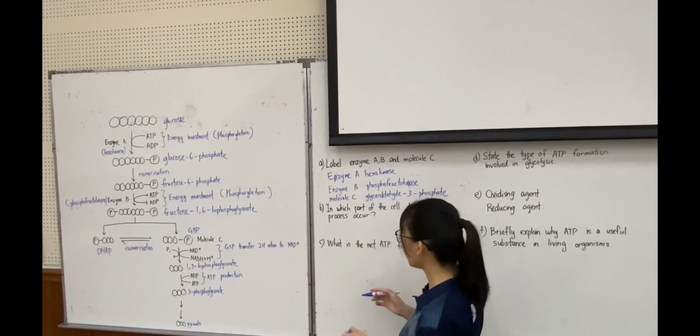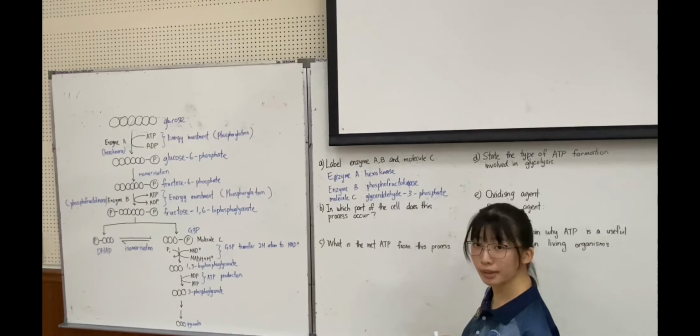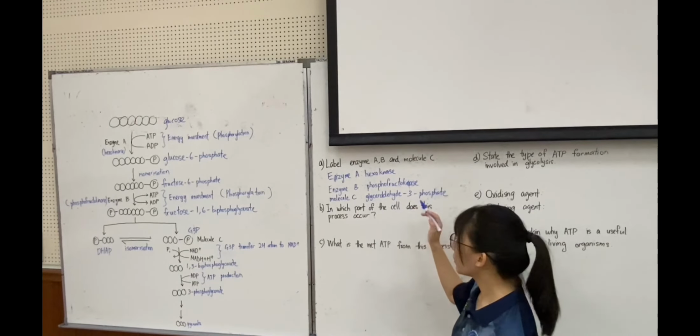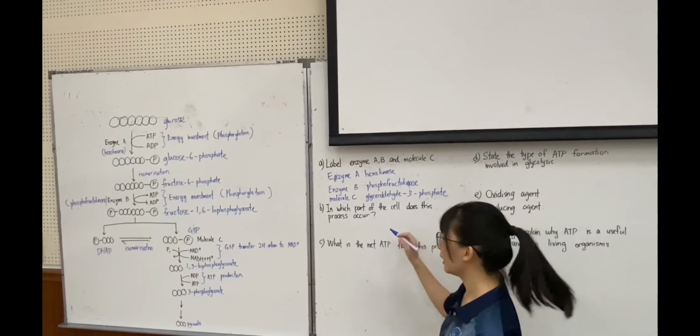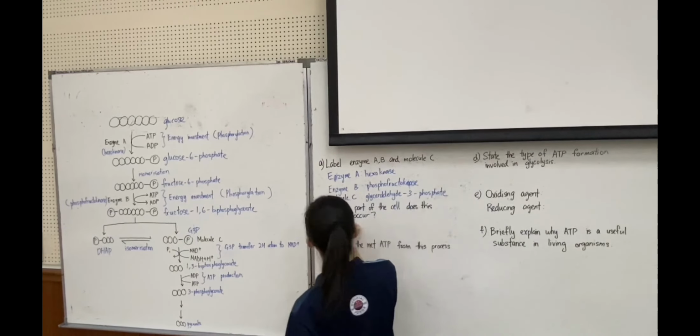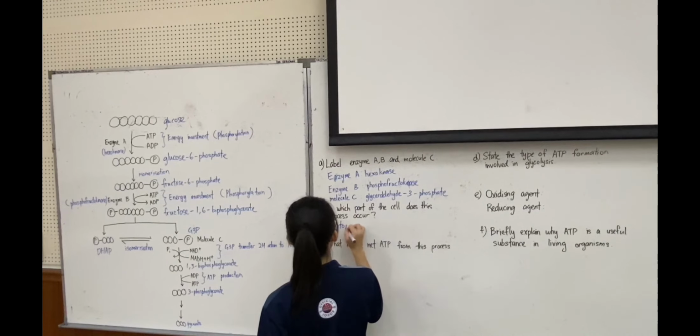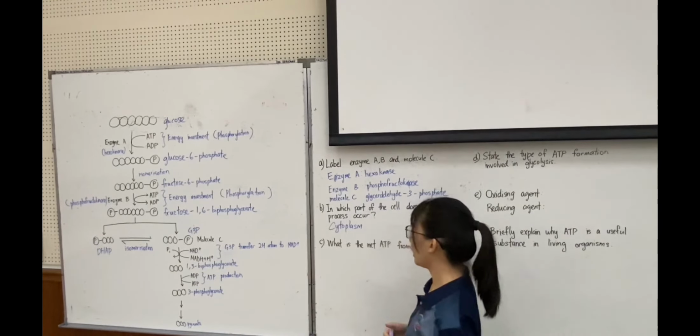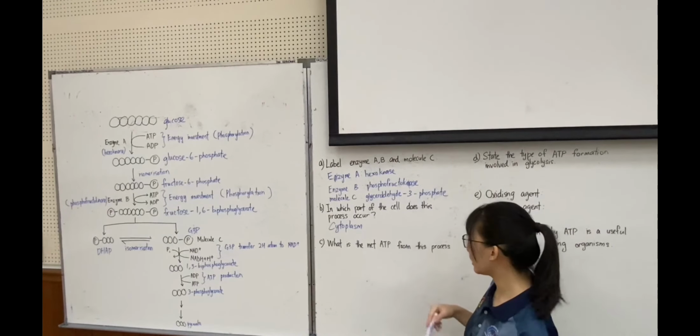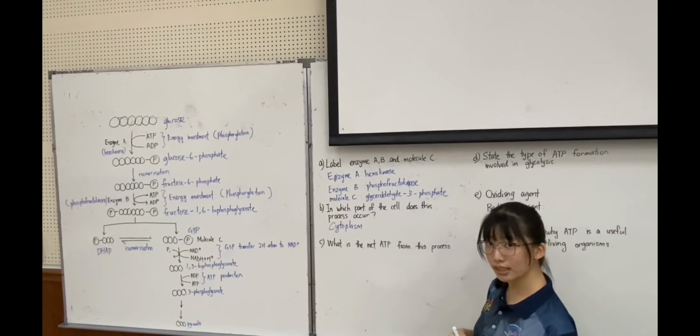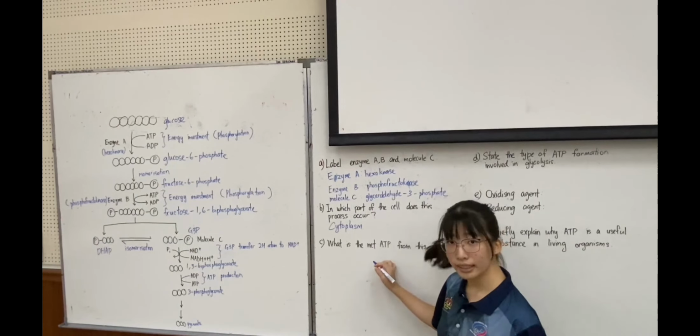And the second question, in which part of the cell does this process occur? As we all know, glycolysis occurs in the cytoplasm. And for the third question, what is the net ATP from this process? And the answer is 2 ATP.